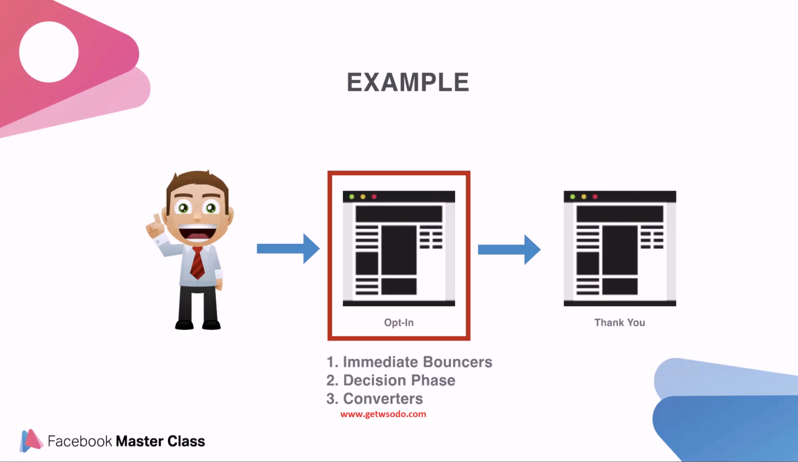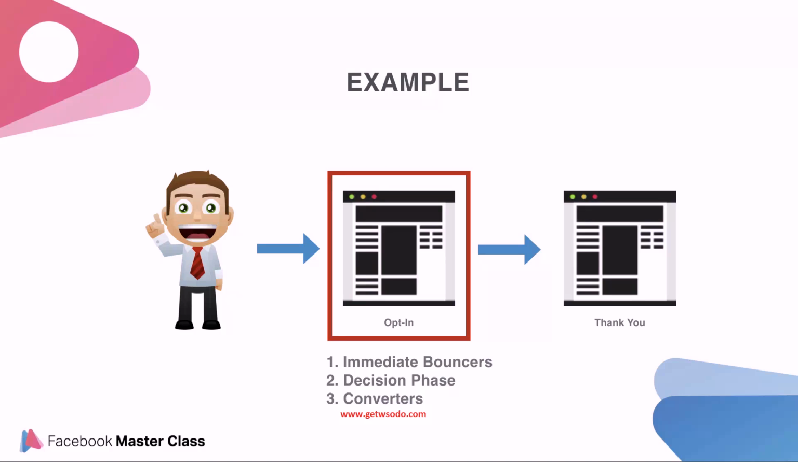So for example, after a user hits the opt-in page, after he submits his contact information, he gets forwarded to the thank you page. Now the users who land on the opt-in page, on the landing page, you can actually put them into 3 different categories. We have immediate bouncers who jump off after like 1 or 2 seconds. Then we have people or Facebook users who are in the decision phase. So they stick around on the opt-in page for 10-15 seconds, but then they decide not to opt in. And then we have users who opt in.